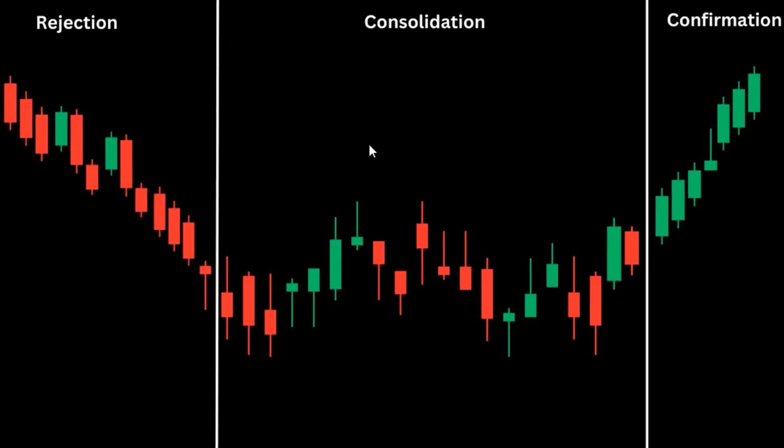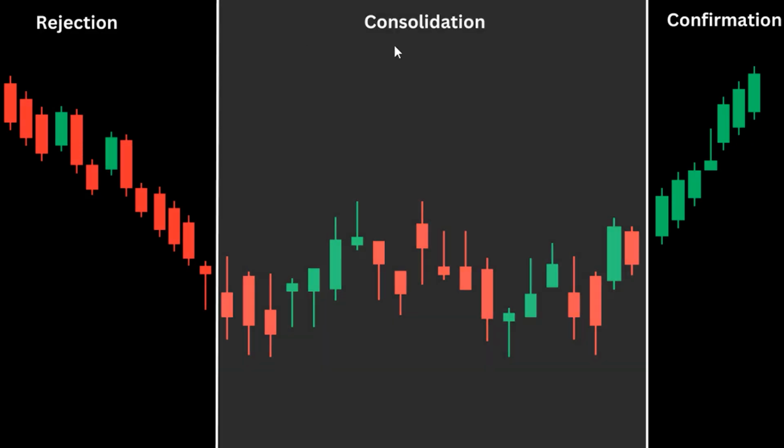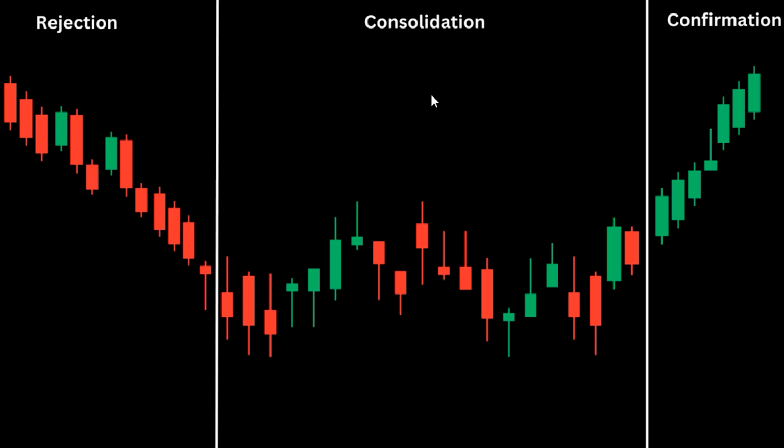So with that being said, let's go ahead and hop into my laptop. Alrighty, so we are staring at this infographic that I designed earlier today. Now, the three stages of a reversal are formulated by three separate sections, just as the name would imply.